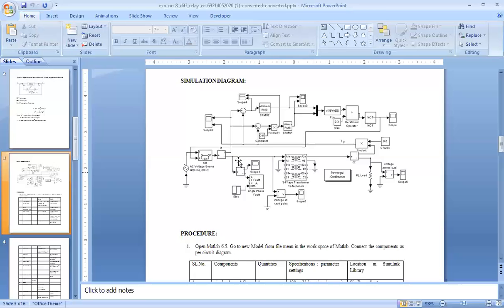And the fault current can also be seen by this scope with the help of this current measurement block. And this fault is controlled by an external pulse or external signal. So I can initiate the fault at any time as per my choice.